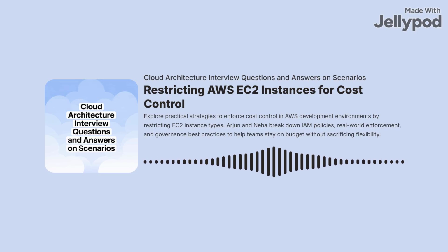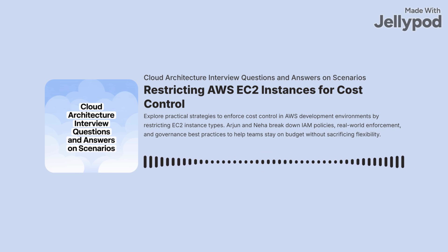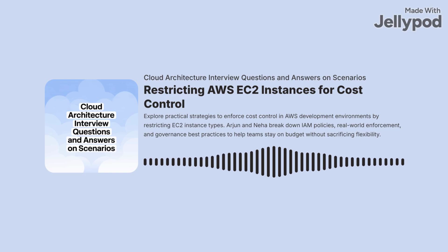But here's a question, Neha. How granular do you go? Do you ever make exceptions for certain teams, or is it just one policy for everyone? Good question. I think it depends. For dev environments, I keep it strict, T2 only. But for staging or special projects, maybe you allow a few more types. The key is to review with the team and adjust as needed. You don't want to block productivity, but you also can't have a free-for-all. Sometimes you have to revisit these policies as your team grows or your workloads change. It's not set and forget.